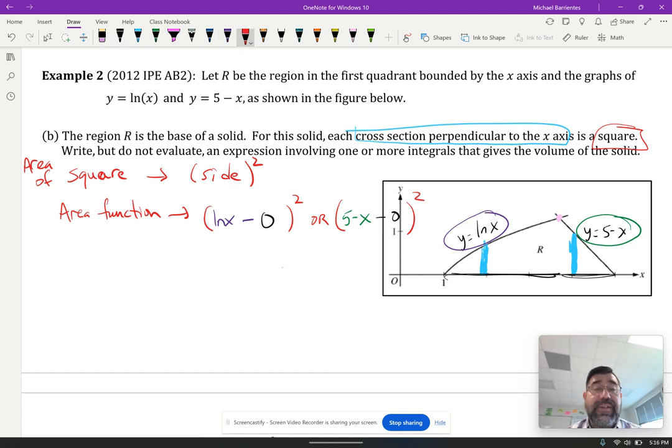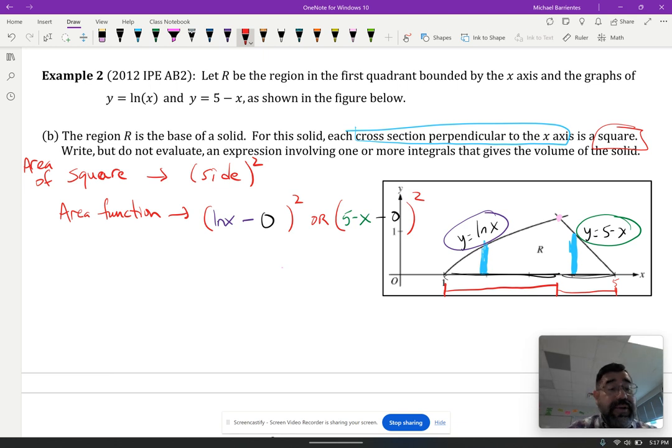Now, we'll simplify here in a little bit, but I need you to see, do you understand why we have two separate area functions, right? In the first part, between 1 and whatever this value is at the intersection, natural log is on top, 0 is on the bottom, but then between that pink point and wherever this is, this 5? Yes, I think it is. 1, 2, 3, 4, 5. And 5, then that's a separate thing.